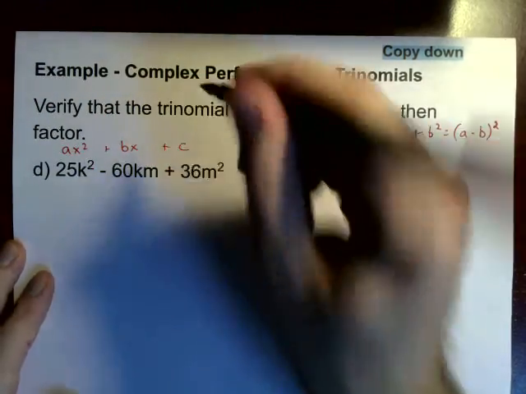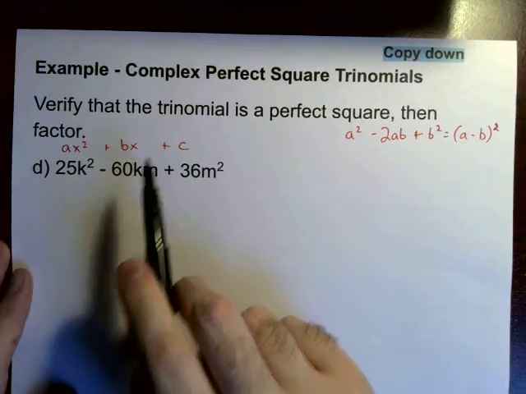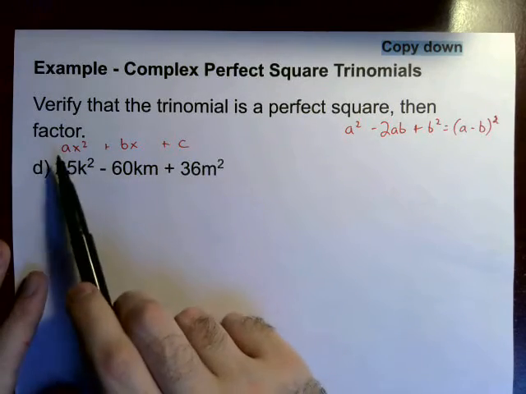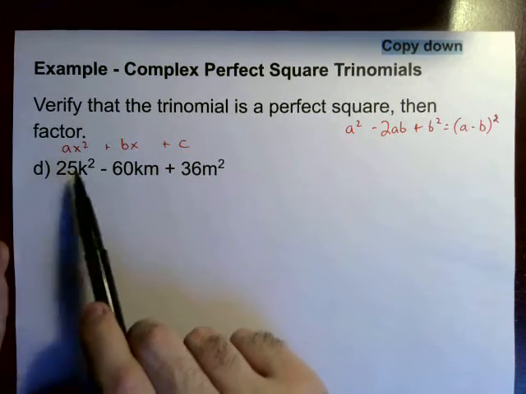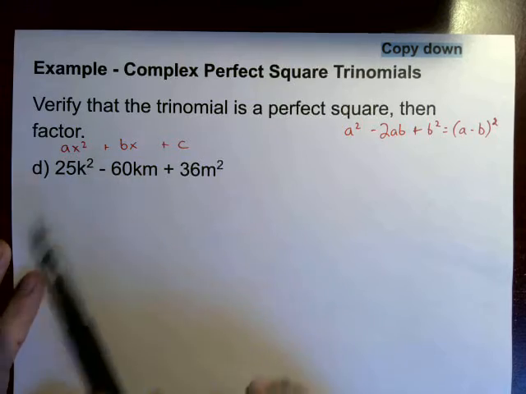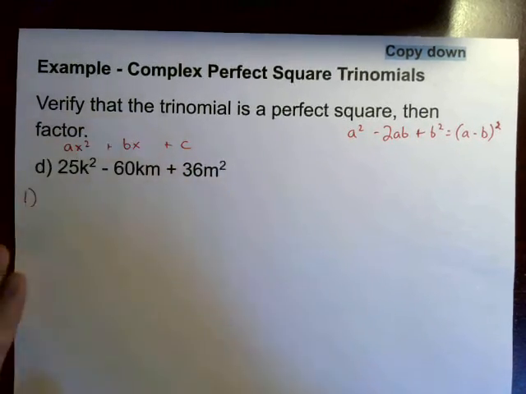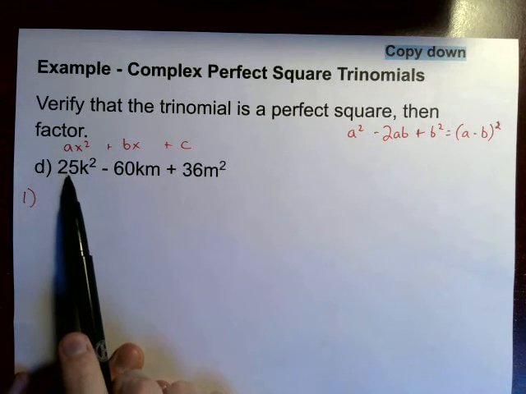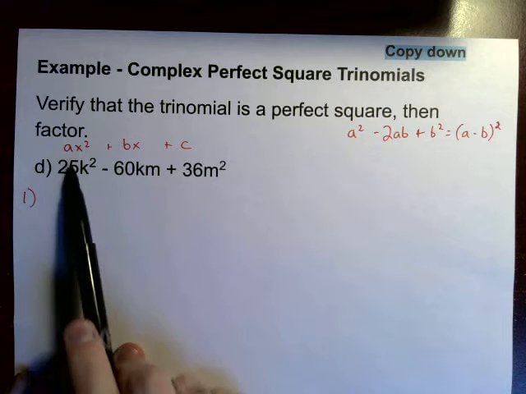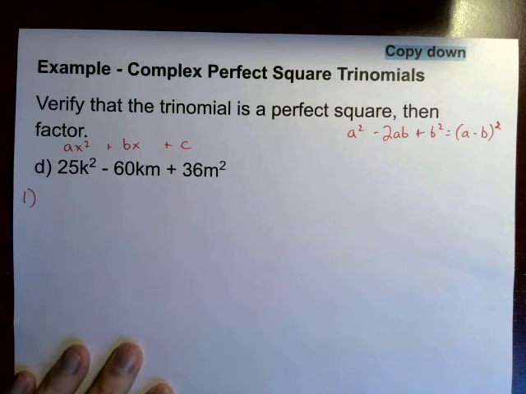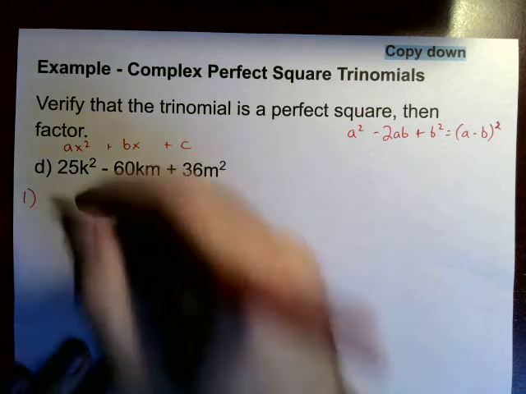So I'm just writing this above because this still gives us a good structure to follow for the trinomial. We know that this is like our ax squared term, this is like our bx, and this is like our c. So again, the first step was we always have to verify whether the first and last terms are perfect squares.